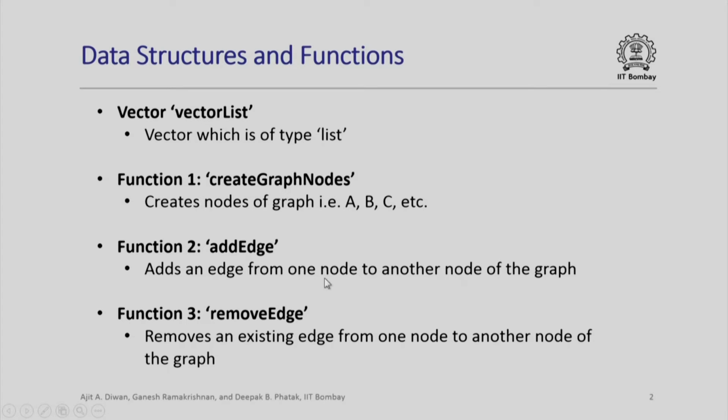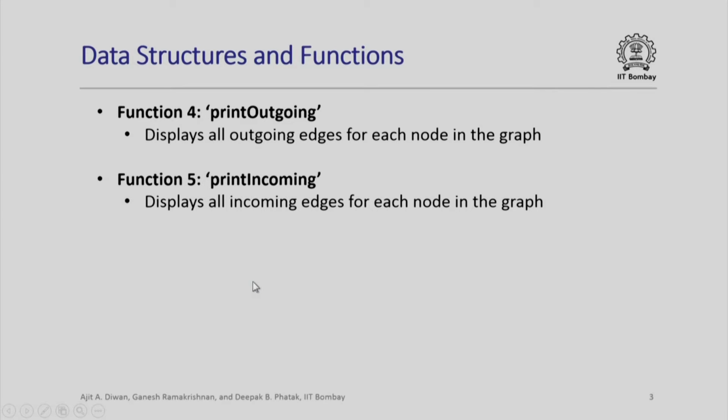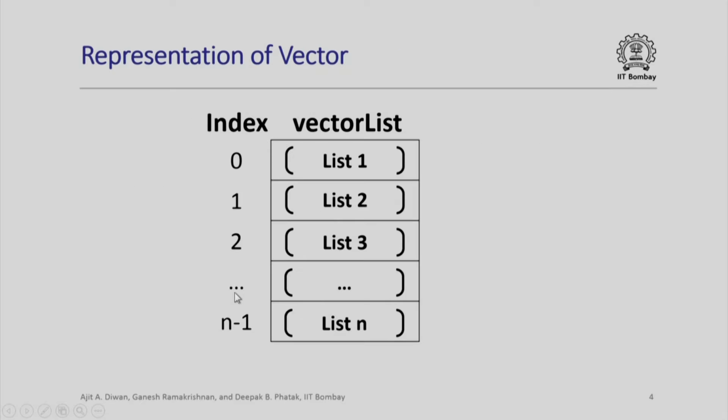Similarly, if there is a mistake or for some reason we have to remove an edge, we should need a function to remove an existing edge from one node to another. We of course will need the ability to show the final graph. So, we have two functions as we had discussed, the two displays that we will create. One is showing outgoing edges and the other showing incoming edges. So, the program is really simple and straightforward if all the input data is correctly given. Let us look at the program.